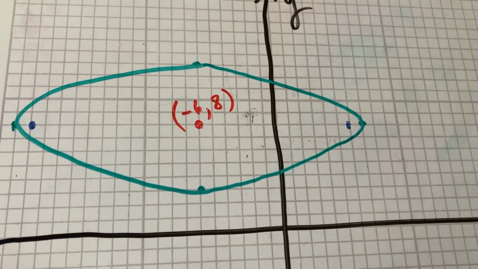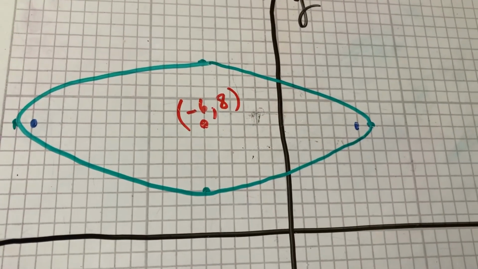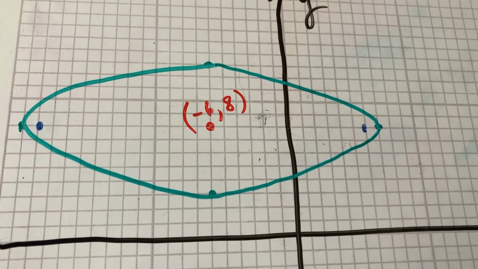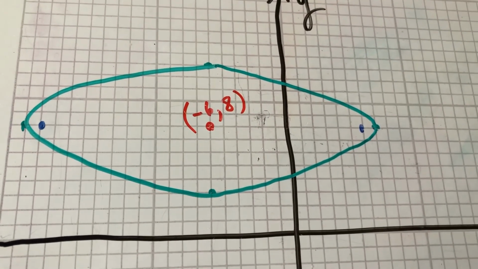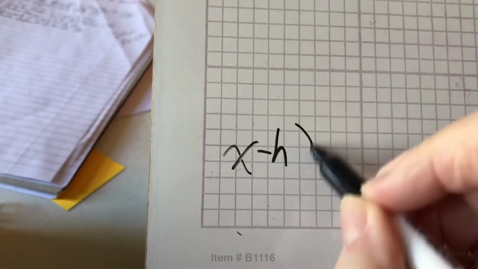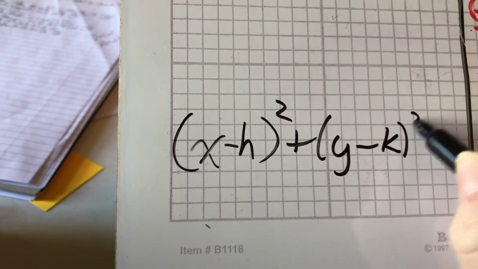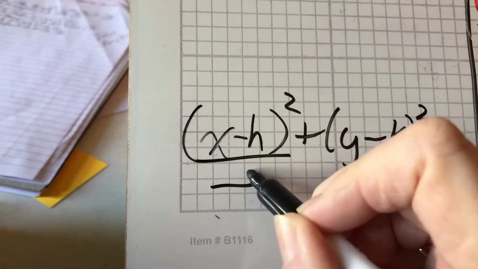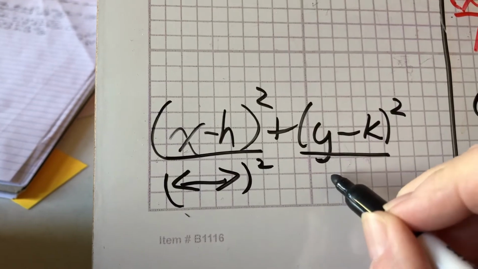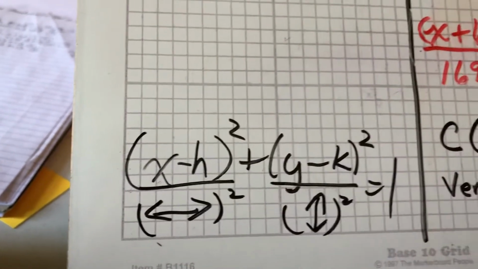Now, what about the other way around? Suppose I gave you this picture, and I asked you to write the equation of this ellipse. Well, you'd use the same reasoning. You'd go to your form, which is x minus h squared plus y minus k squared. X minus h squared is over the right-left square, and y minus k squared is over the up and down square, and it's got to equal 1.